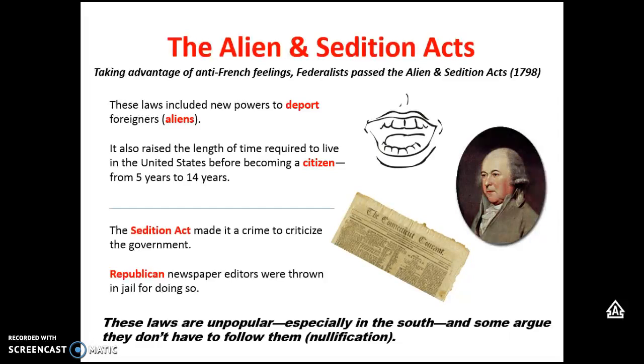The Sedition Act made it a crime to criticize the government. So this is actually a violation of your First Amendment freedom of speech. And Republican newspaper editors were thrown in jail for doing so. These laws were unpopular, especially in the South, and some argued they didn't have to follow them, which is nullification.